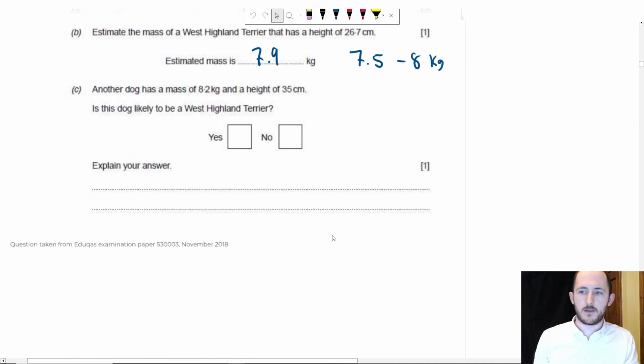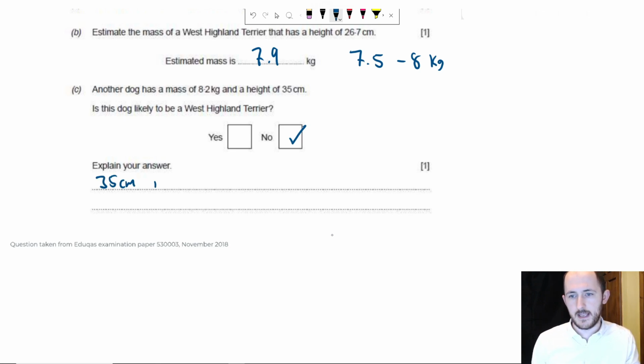So what I'm going to do is tick the box no, and the reason for that is that the height of 35 centimeters is much higher than our data points. Okay?